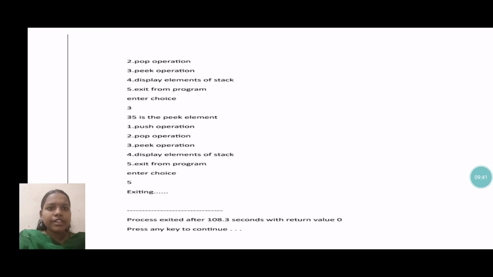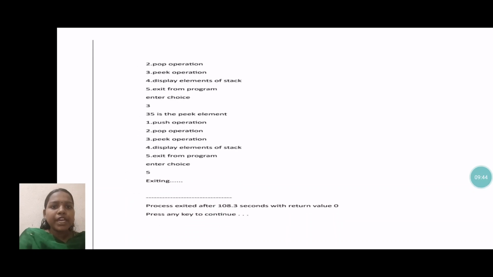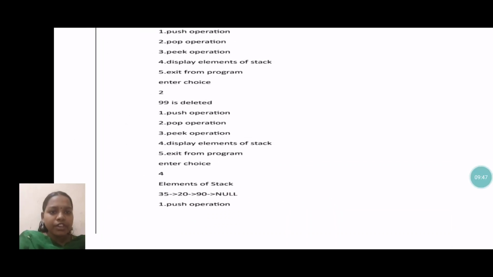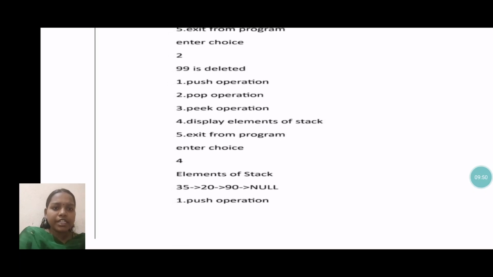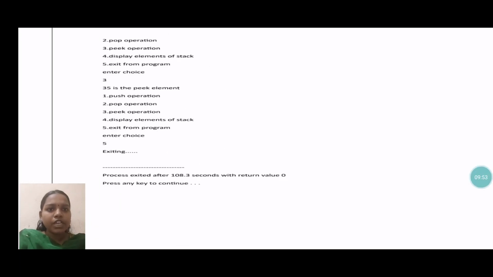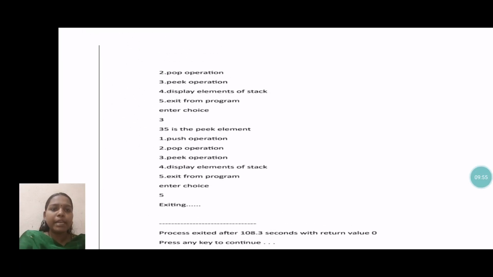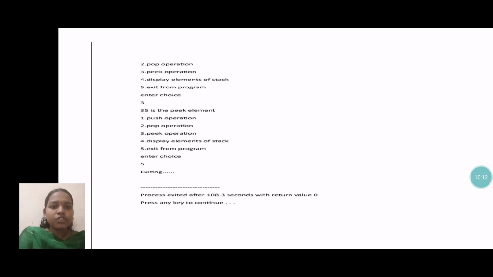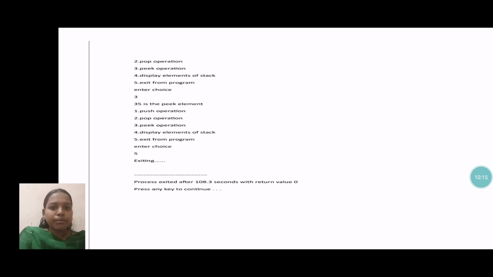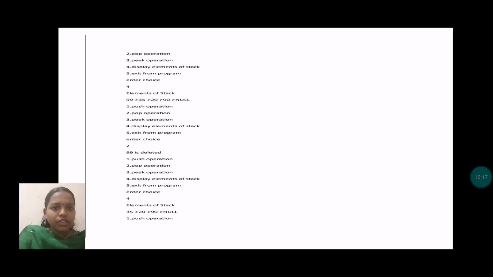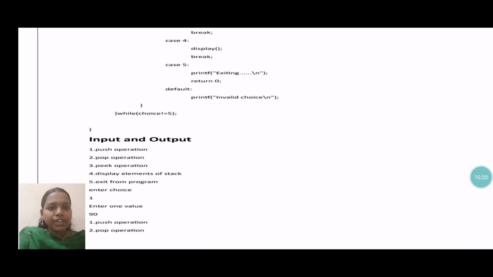The user enters 3, that is peek operation. In peek operation, 35 is the top element, that is the peek element, so it shows that 35 is the peek element, and again it shows the 5 options: push operation, pop operation, peek operation, display elements of stack and exit from the program. And he enters 5, that is exit from the program, and it stops execution. So that is the input and output.